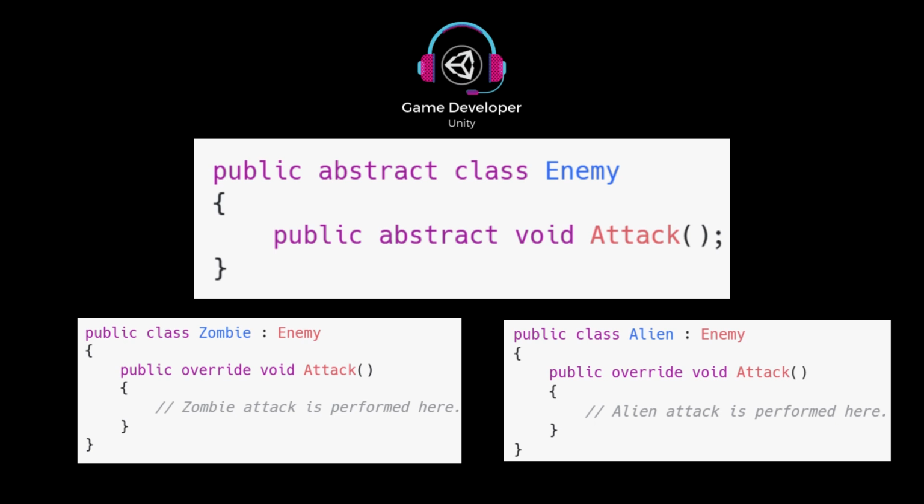For example, if you want to add a new type of enemy, you do not need to change the existing enemy class or other enemy classes. You can simply create a new class and derive it from the enemy class. This increases the flexibility of your code and facilitates future changes.